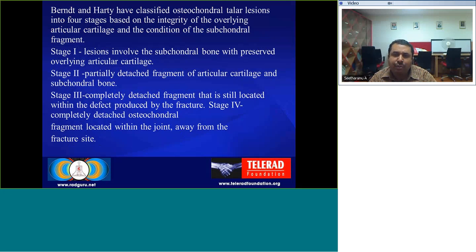That is, in stage 1 there is just edema of the subchondral bone, but the overlying cartilage is preserved. In stage 2 there is partial detachment of the articular cartilage and the subchondral bone. In stage 3 there is total detachment of the articular cartilage as well as the subchondral bone, but the fragment is within the defect. In stage 4 the fragment is completely detached and is away from the fracture site but is within the joint cavity. That is, in the later stages it becomes a loose body.